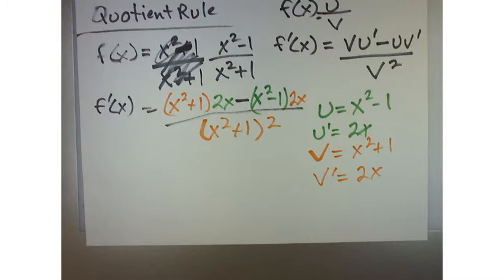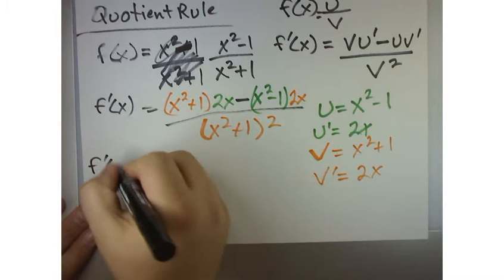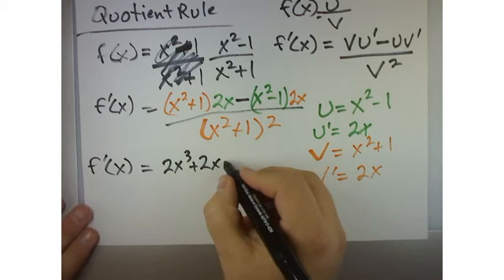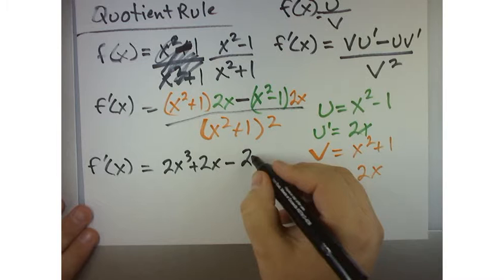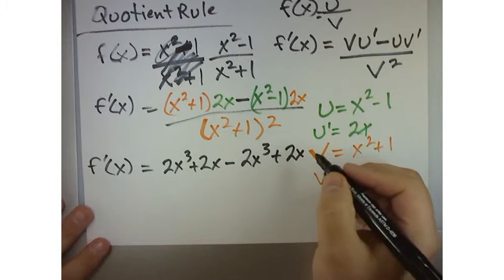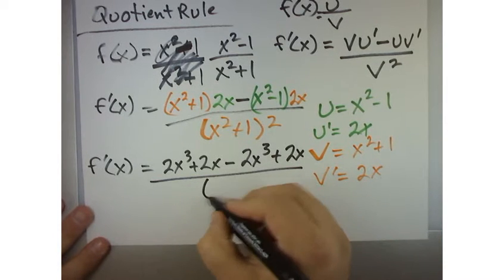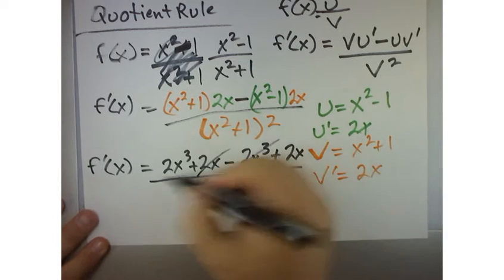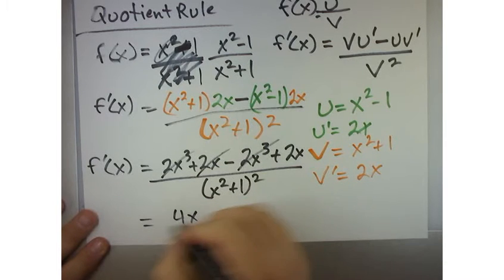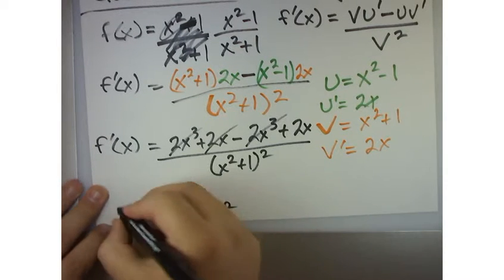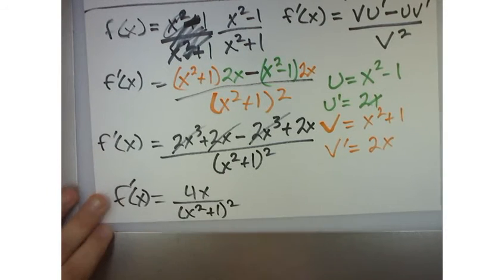And then we just got to clean that up a little bit. If I push that through, I'm going to get 2x cubed plus 2x minus 2x cubed plus 2x, all over x squared plus 1 squared. Now this one cancels with this one, and so I'm left with 4x all over the quantity x squared plus 1 squared. And I could just leave it like that for now, because it doesn't tell me to do anything differently.